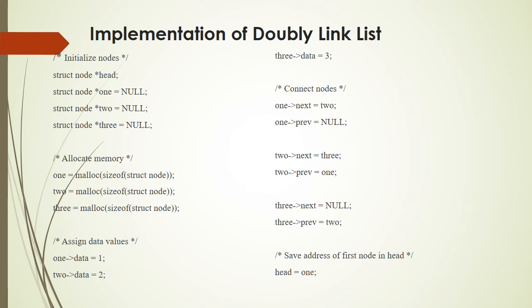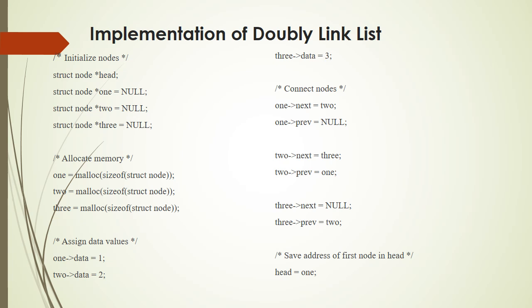The previous node of the first node is null. Therefore I write previous of first is equal to null, and the next node of the first is equal to 2. Same for 2: the previous node of 2 is 1, correct, and the next node is 3. We implement the same for the third node. After the third node, there is no node. Therefore, the next part of the third node is equal to null and the previous part is 2.